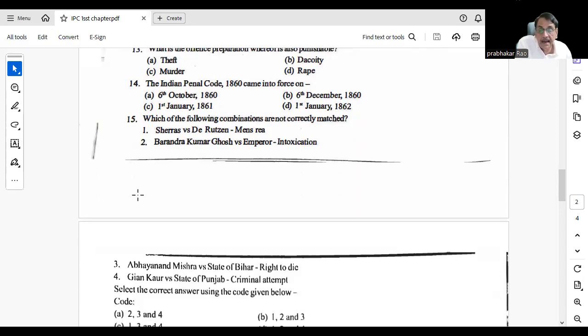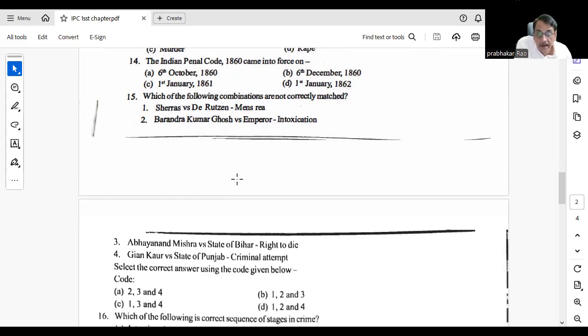Okay, which of the following combinations are not correctly matched? Again, these are landmark cases. Sharas versus D. Ridgen, Mansoria: I told you about that, serving the liquor to the policeman on duty. Virendra Kumar Ghosh versus Emperor: intoxication, no, it is not that. Abhayanand Mishra versus State of Bihar: it is criminal attempt. Gyan Kaur versus State of Punjab: it is right to die. Which of the following is not correctly matched?